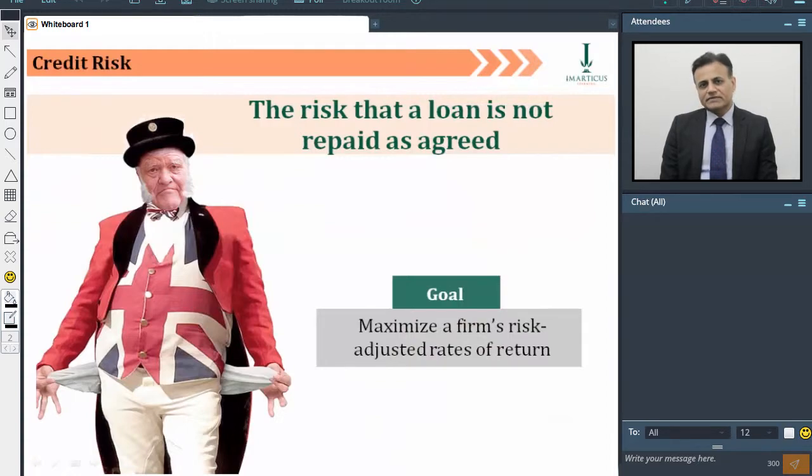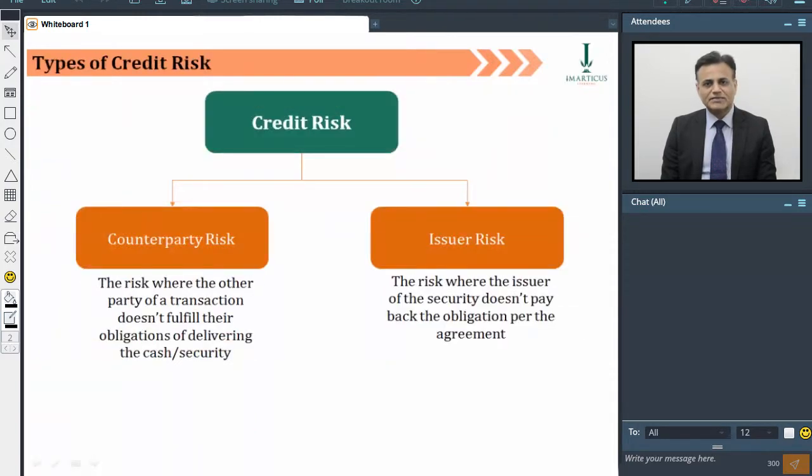The other type of risk is a credit risk. As the word suggests, this is a risk if a simple loan is not repaid. If I take a loan and do not repay it, or there is a possibility that I may not repay it, that is a credit risk for the one who's lent the money to me. The goal is to maximize a firm's risk management against credit risk.